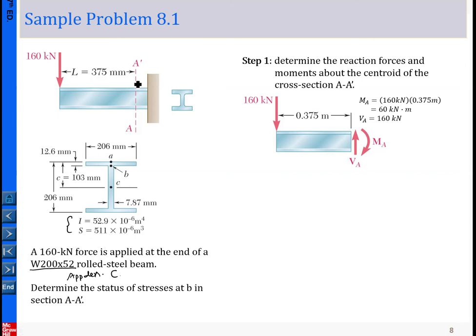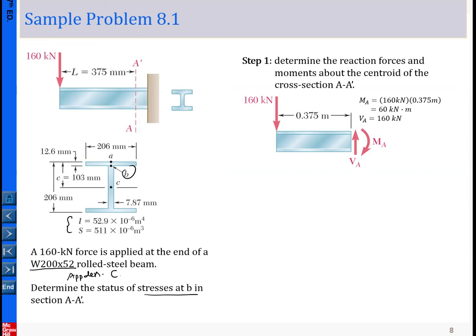So for this case, we pick the cross section AA prime, and we simply want to determine the stress at B here. So basically, we want to determine the stress at B here. So that is our goal.